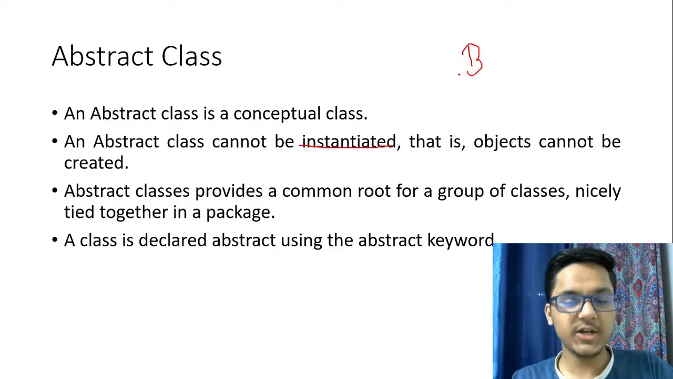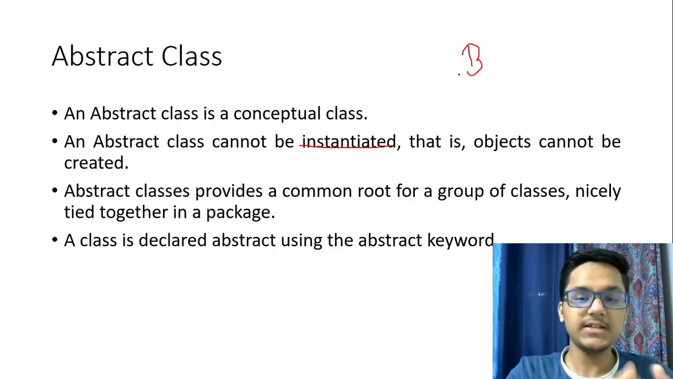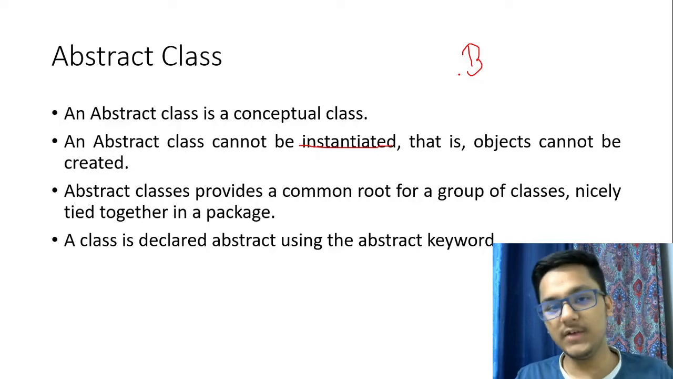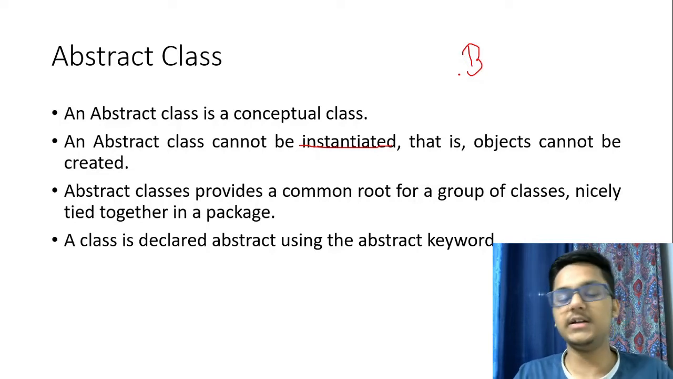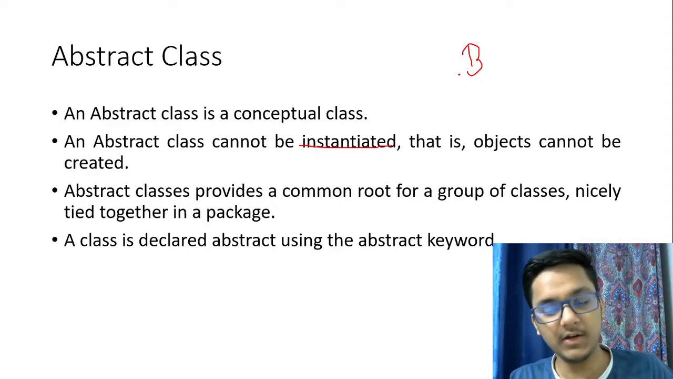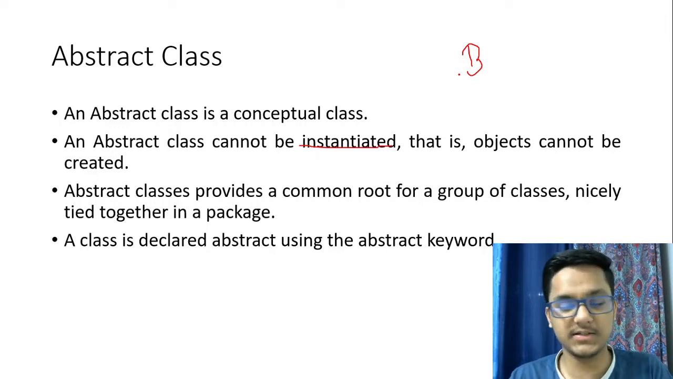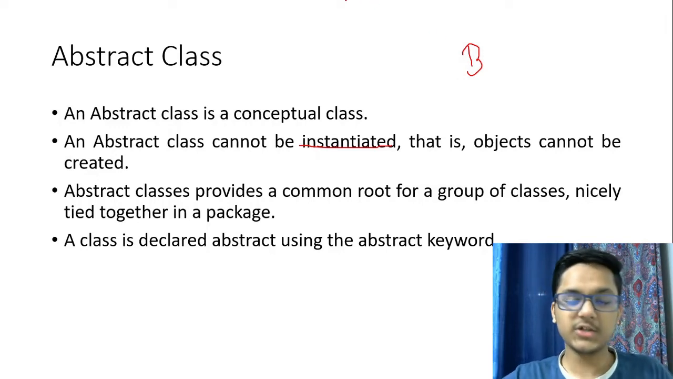So, an abstract class is a class that has an abstract method. If a class has an abstract method, then the class needs to be abstract. And even if a class doesn't have an abstract method, it can still be an abstract class. So an abstract class may or may not have an abstract method, but an abstract method is always in an abstract class.